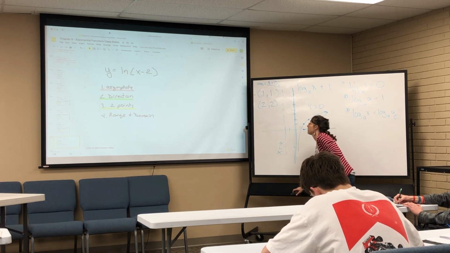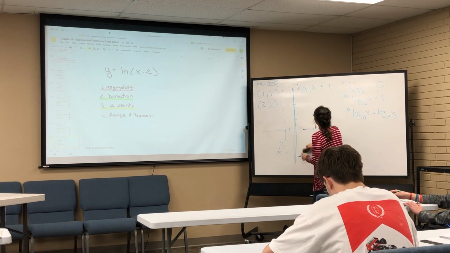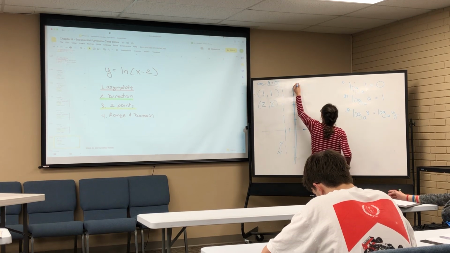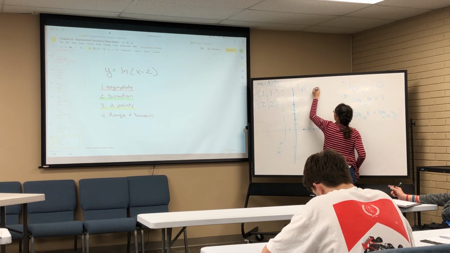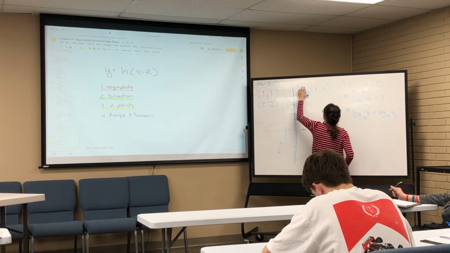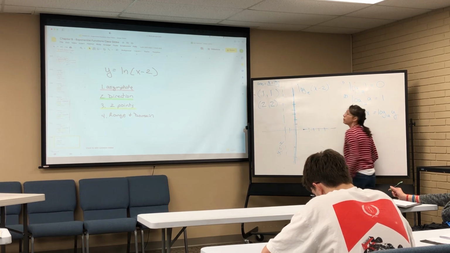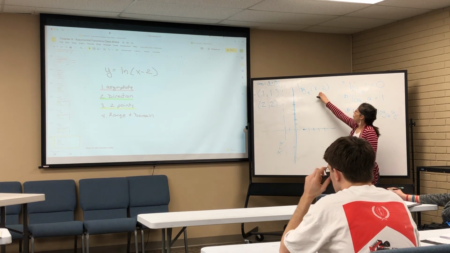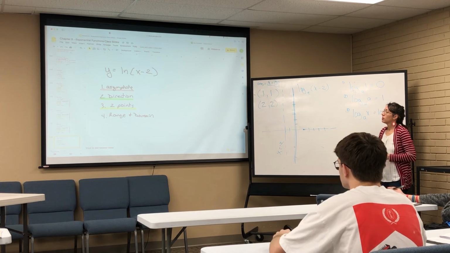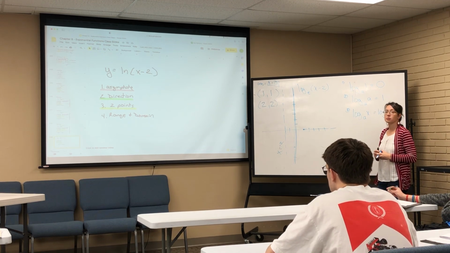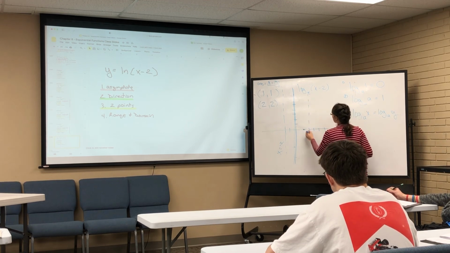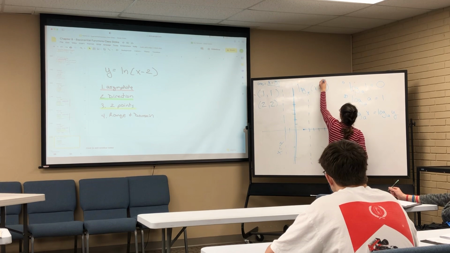Okay. Now, this one says natural log. We're not going to get hung up. How could we rewrite that so that we understand it a little bit better? Log base e. Yes, log base e. Rewrite it if it helps. Okay. Where's the asymptote for natural log of x minus 2? Positive 2. So my asymptote is over here at x equals 2.